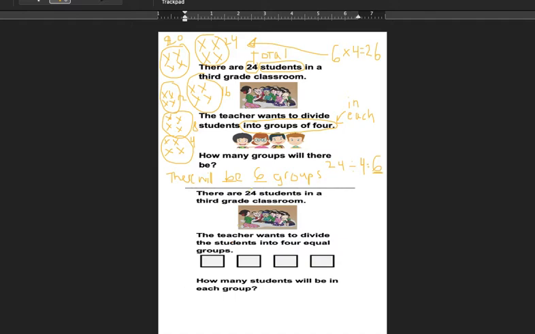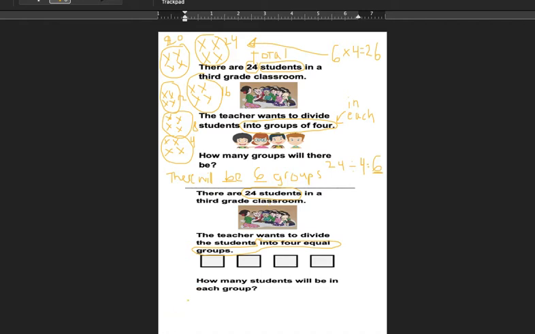So, as you can see, it's very similar to the first one. 24 students, that's the quantity in the units, that's the total. And then students into 4 equal groups. Let's check how these are different in each story. In the first story, it said into groups of 4. That means there are 4 in each group. The second story says into 4 equal groups. It's already telling me how many groups. So let me read it for the 3rd time. There are 24 students in a 3rd grade classroom. The teacher wants to divide the students into 4 equal groups. How many students will be in each group?